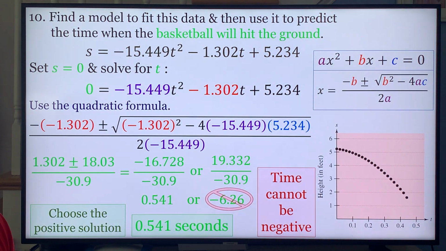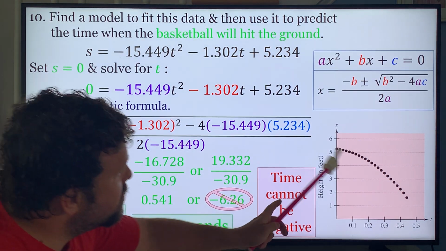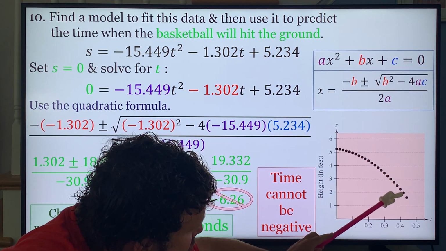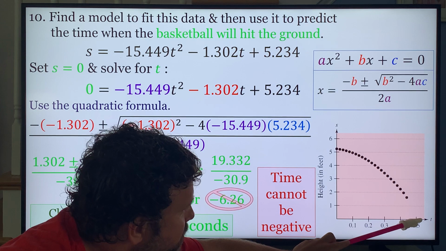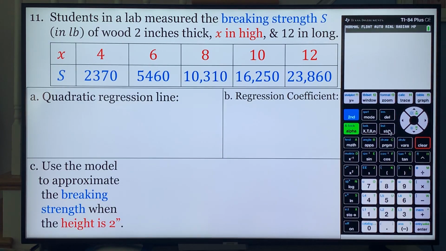All right. Good, and let's see, does our answer seem like it would make a little bit of sense? So if we continue this down, yeah, that seems about right. Seems like it would end up a little bit after 0.5. All right, next one, students in the lab.